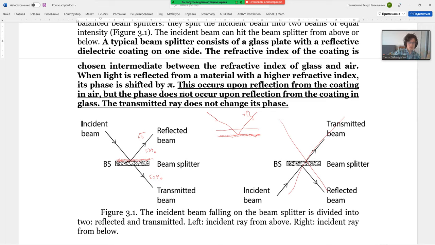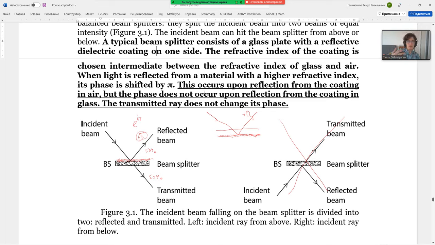What does it mean? It means that if your beam is traveling in the air and it reflects from the dielectric material, whose dielectric constant is obviously higher than the dielectric constant of the air, because the dielectric constant of the air is approximately 1, then the phase of the reflected beam shifts by pi. So you have to multiply your amplitude by e to the i pi. There is no such transformation for the transmitted beam.